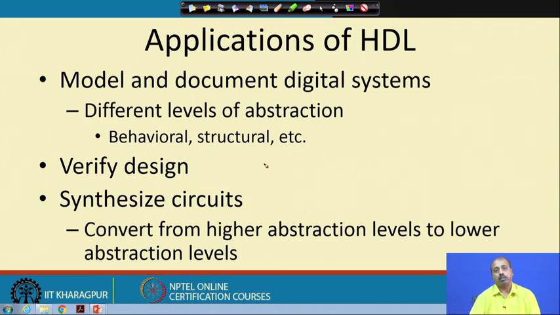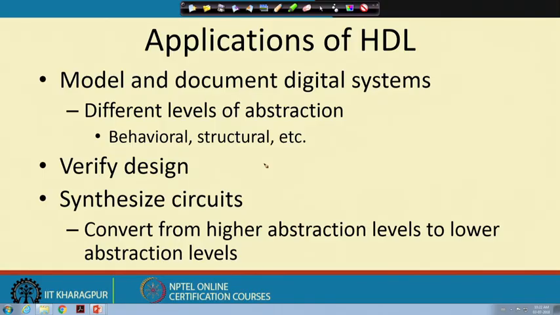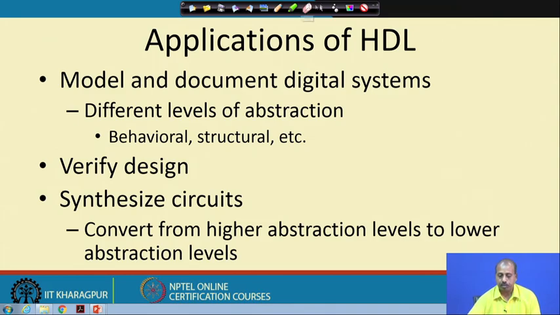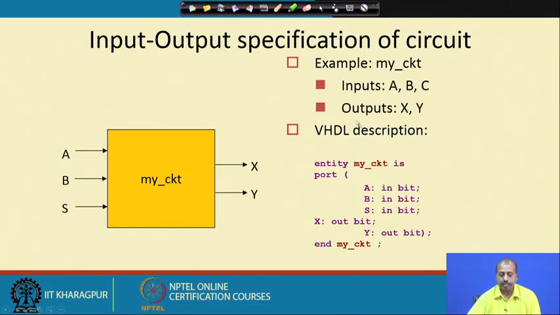That way we can go to lower and lower abstraction levels, and this process can be made automated. If we can automate that process, that means we have a methodology to design a circuit from its specification. Initially it was not the major goal of these languages, but now this has become one of the major goals. So, this simulation and this synthesis are the two major goals for which this HDL is being used. Next we will see how I can specify a circuit.